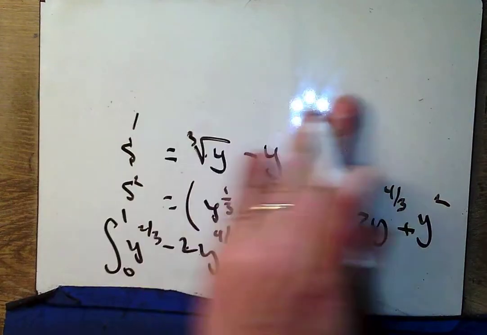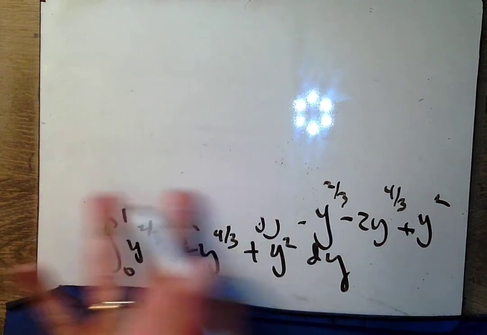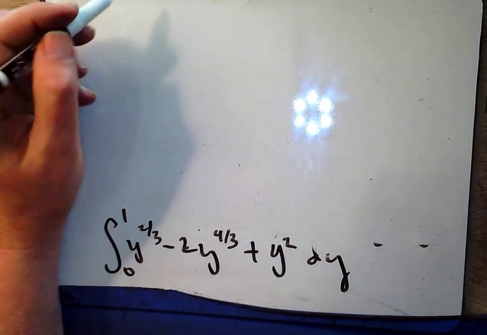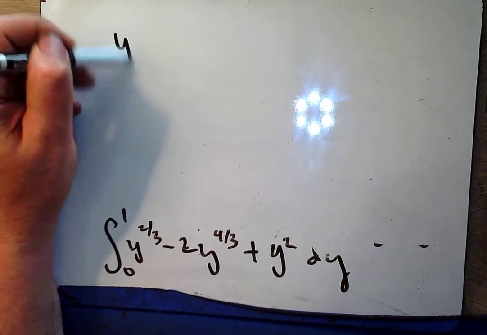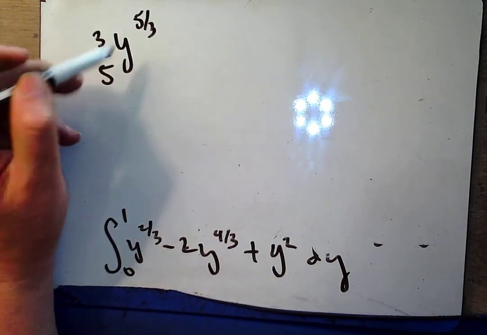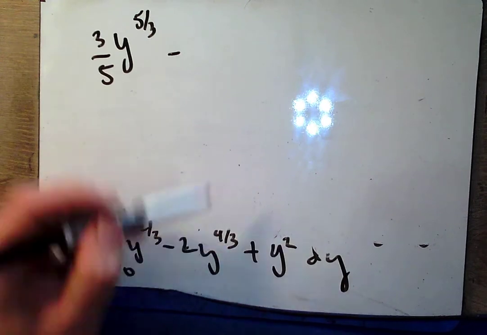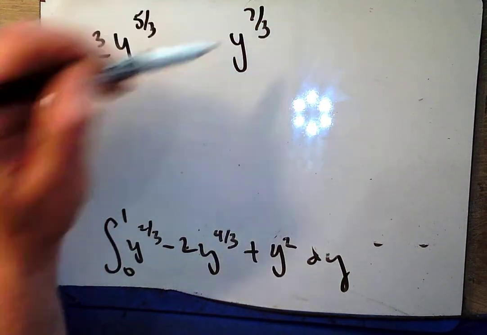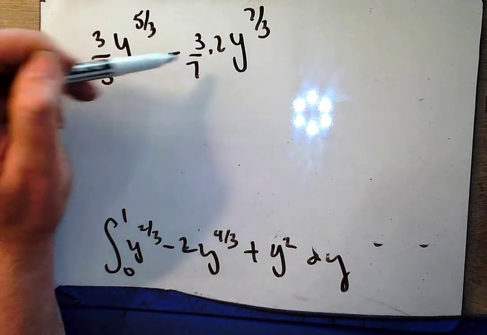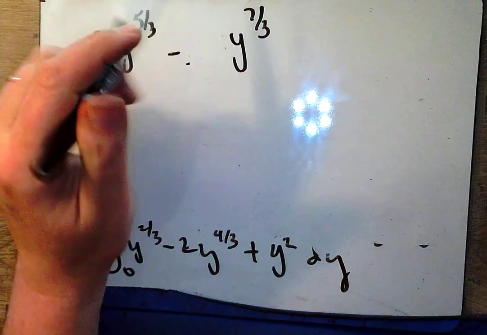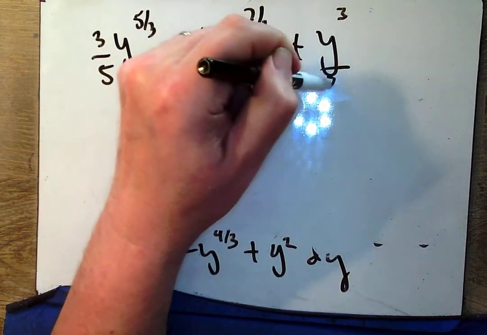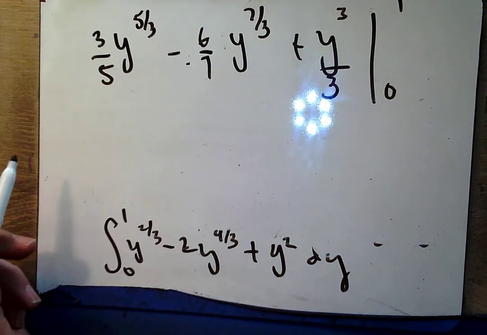Okay. Yeah, it's always good to check your work, check your premise, make sure you're answering the question that they asked. Oh my god, is that useful. So this is going to be y to the 5/3. So I need a 3/5 out in front. Minus this is going to be y to the 7/3. So I want a 3/7 times that minus 2, and it's going to be minus 6/7. And here I need y to the third over 3. And we're going from 0 to 1.